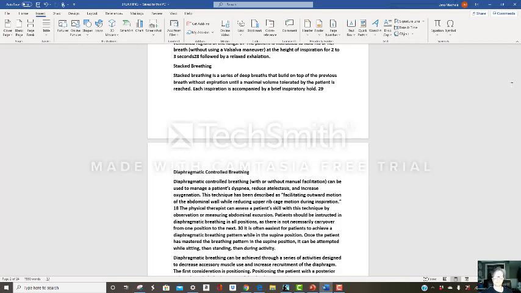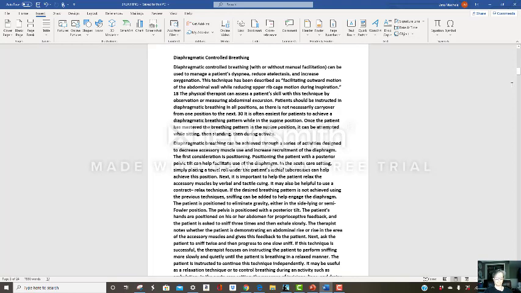Diaphragmatic controlled breathing. Diaphragmatic controlled breathing, with or without manual facilitation, can be used to manage a patient's dyspnea, reduce atelectasis, and increase oxygenation. This technique has been described as facilitating outward motion of the abdominal wall while reducing upper rib cage motion during inspiration. The physical therapist can assess a patient's skill with this technique by observing and measuring abdominal excursion. Patients should be instructed in diaphragmatic breathing in all positions, as there is not necessarily carryover from one position to the next.